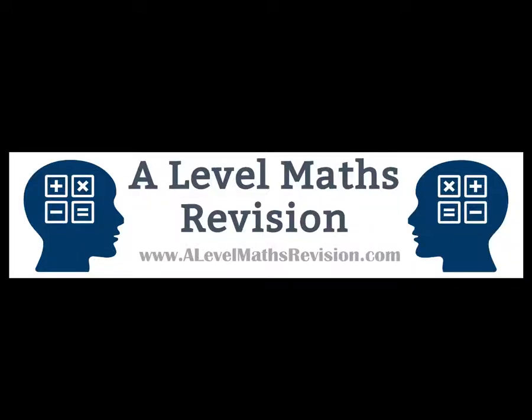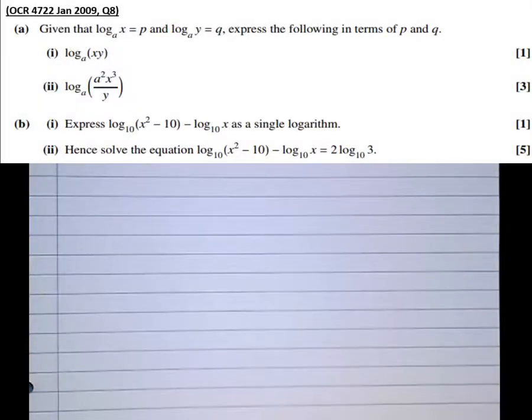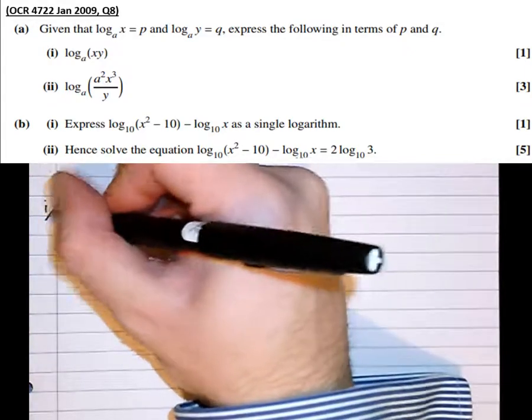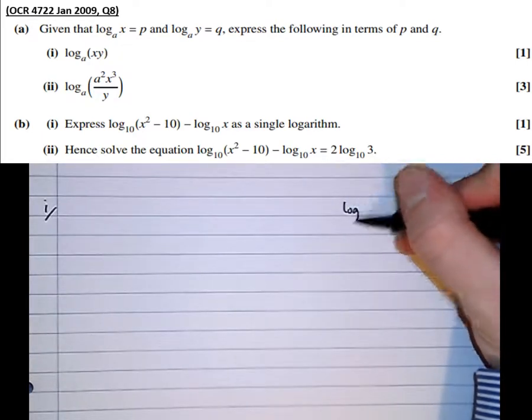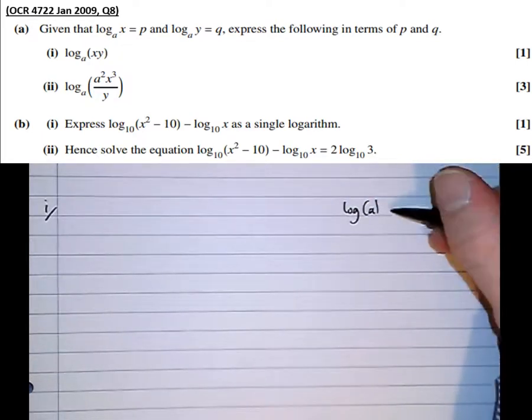We're now going to have a look at an example that involves manipulating logarithms and solving logarithmic equations. So here, part A says, given that log to the base a of x equals p and log to the base a of y equals q, express the following in terms of p and q. So this question is all about splitting up logarithms using the 3 logarithm rules, which on every question you do, you should write down in order to remember them.